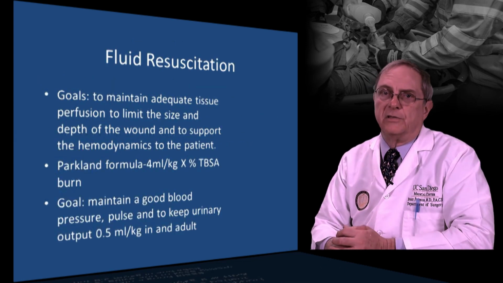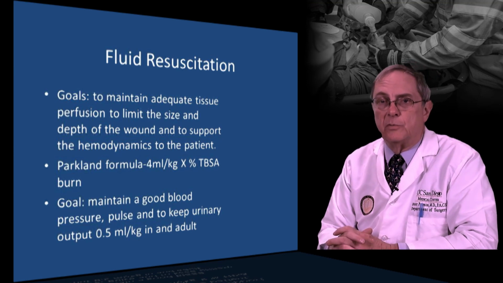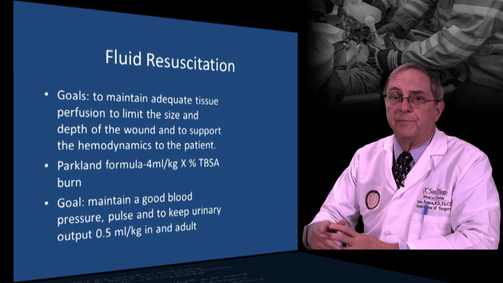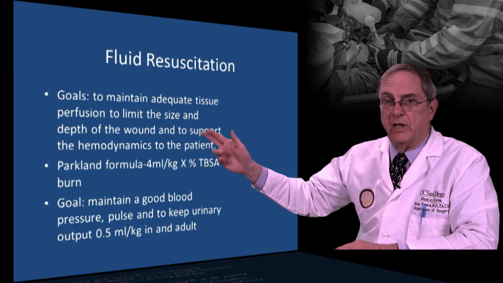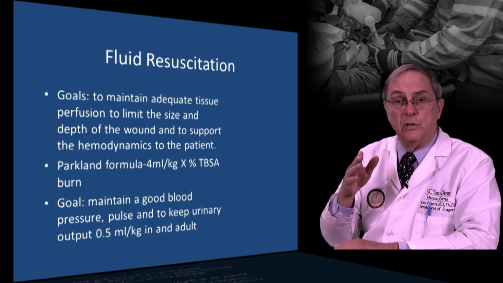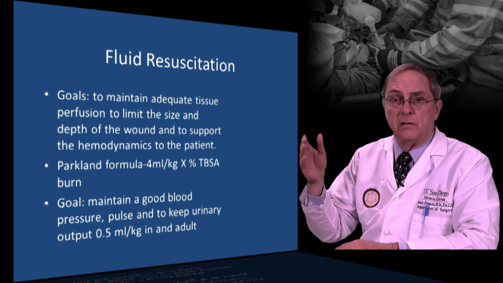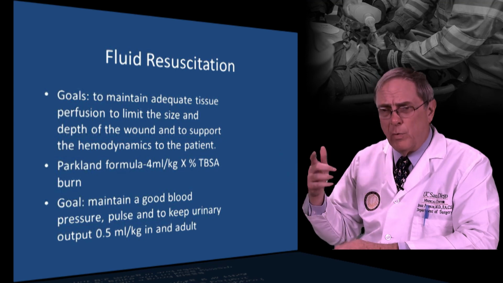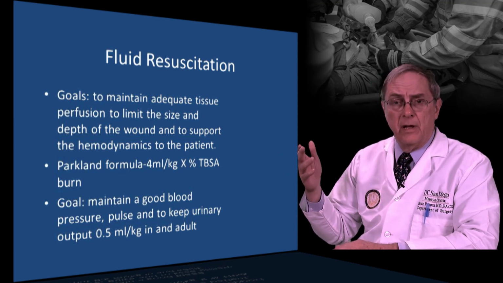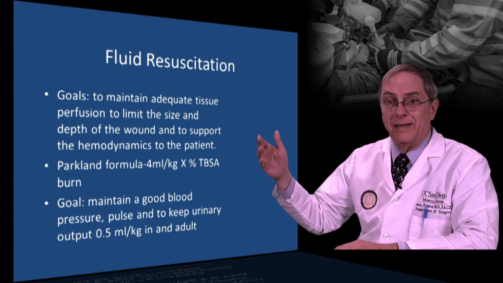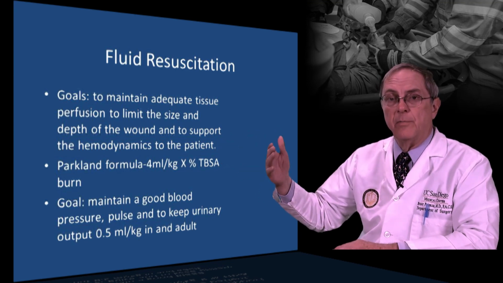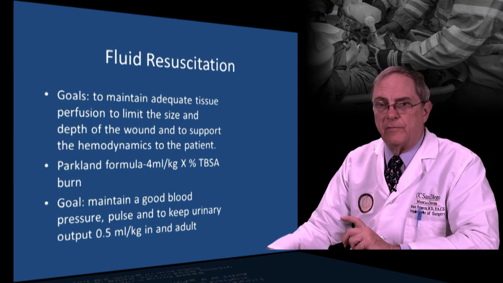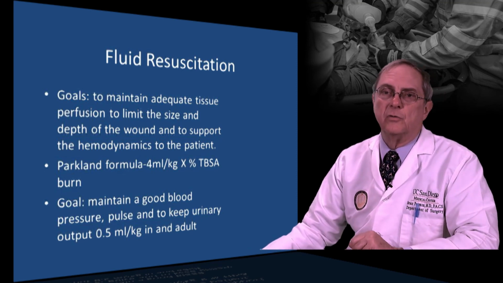So let's talk about some nuts and bolts here if we could. The goal of this is to maintain adequate tissue perfusion to limit the depth of the burn wound and to support the hemodynamics of the patient. We use the Parkland formula here at UC San Diego. The Parkland formula runs between 2 to 4 mLs per percent burn times the weight in kilograms. So even though we use the word per, probably what we really should say is 2 to 4 mLs times the patient's weight in kilograms times the total body surface area. That's the amount of fluid that we're going to give in 24 hours. We're going to give 50% of that, or half of that, in the first 8 hours and the remaining 50% in the ensuing 16 hours.